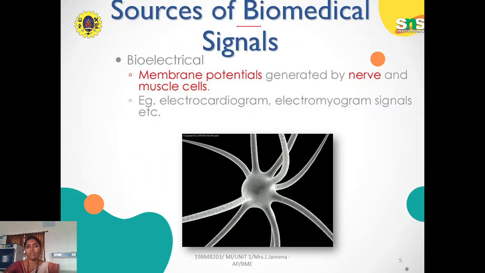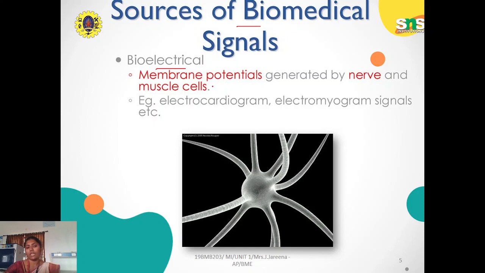Now we will start with bioelectrical signals. As you know, what is meant by electrical signals? It is nothing but the membrane potential which is generated by nerves and muscles. This is the major component in our human body, the membrane potential, needed for any communication from one part to another. Everything happens by means of this.